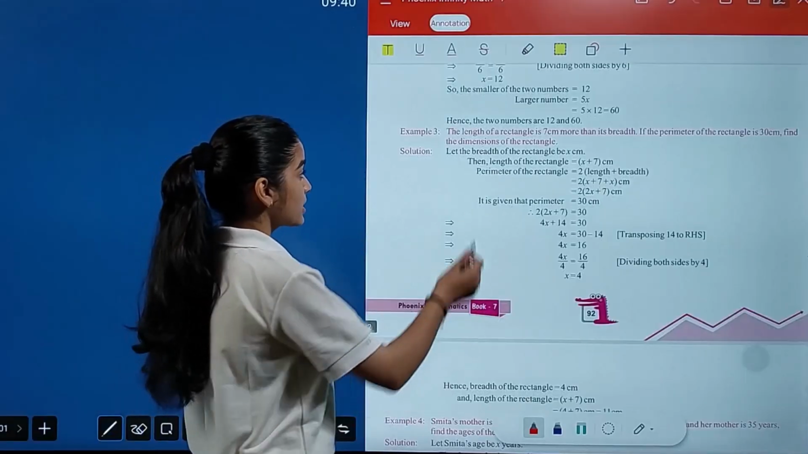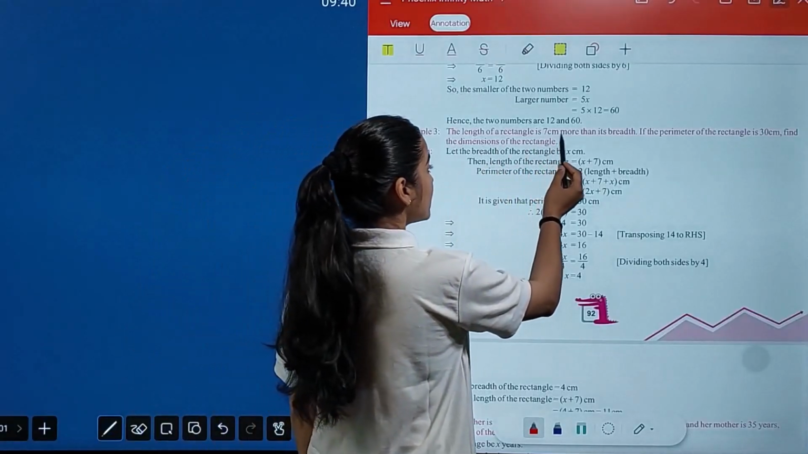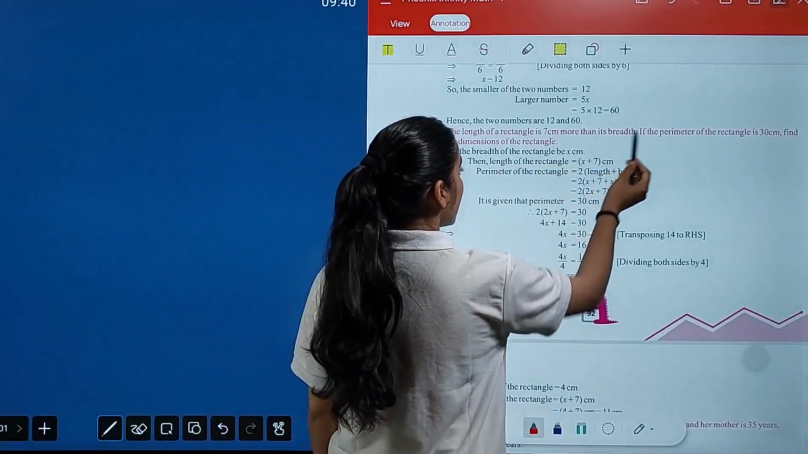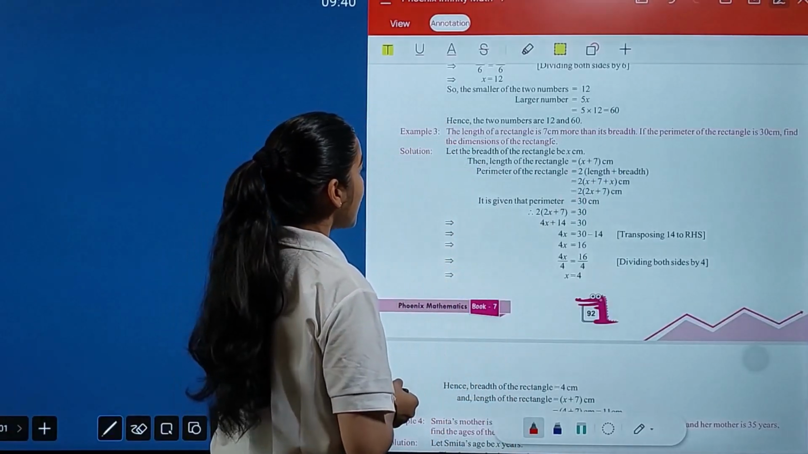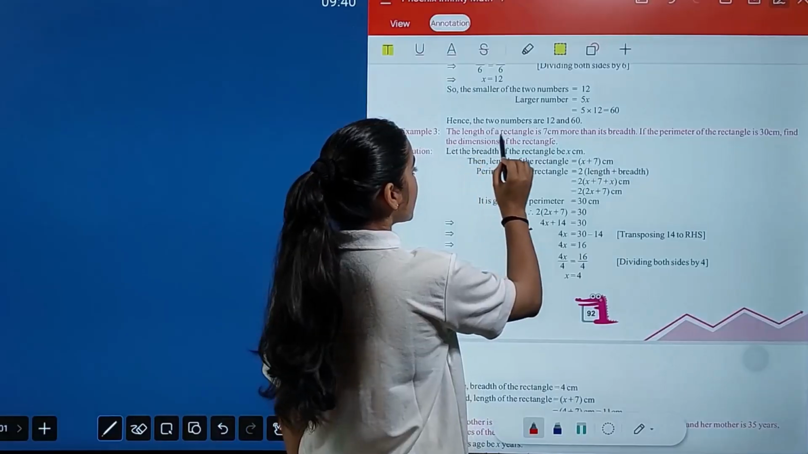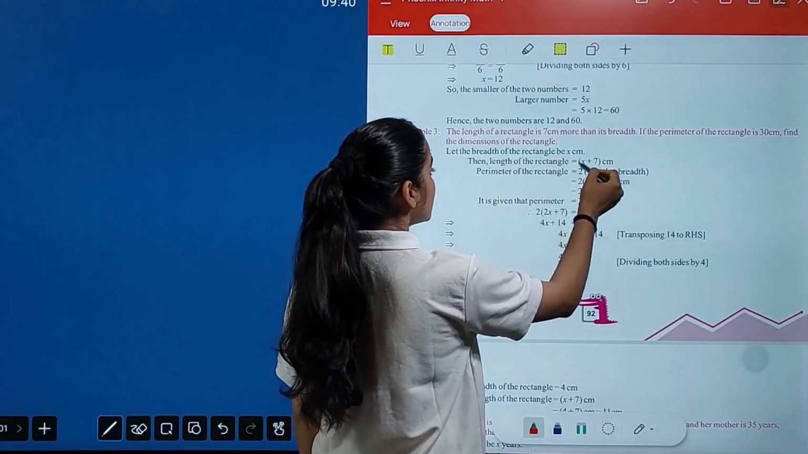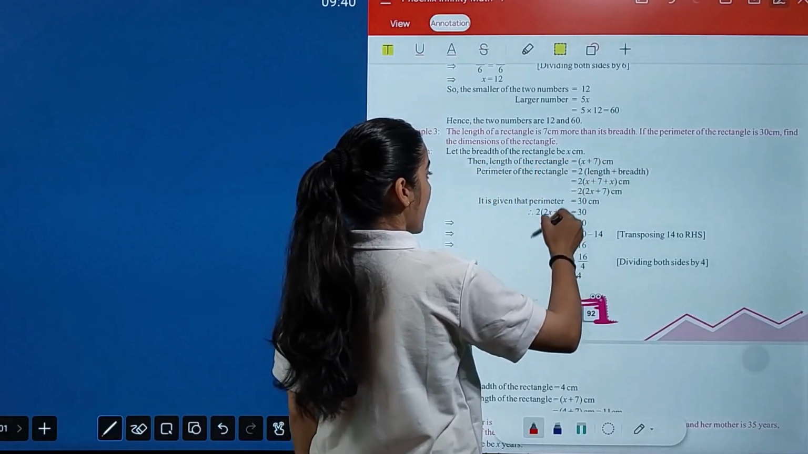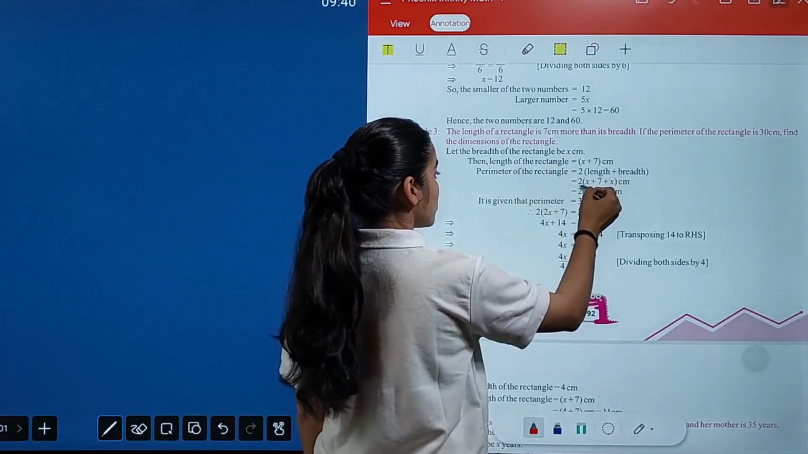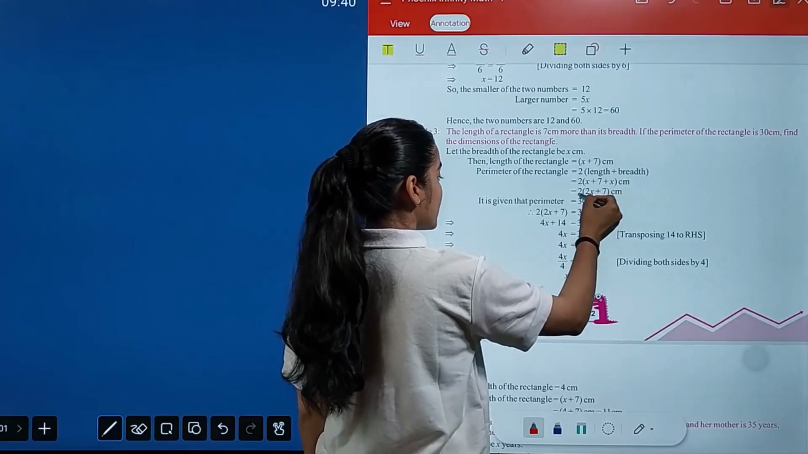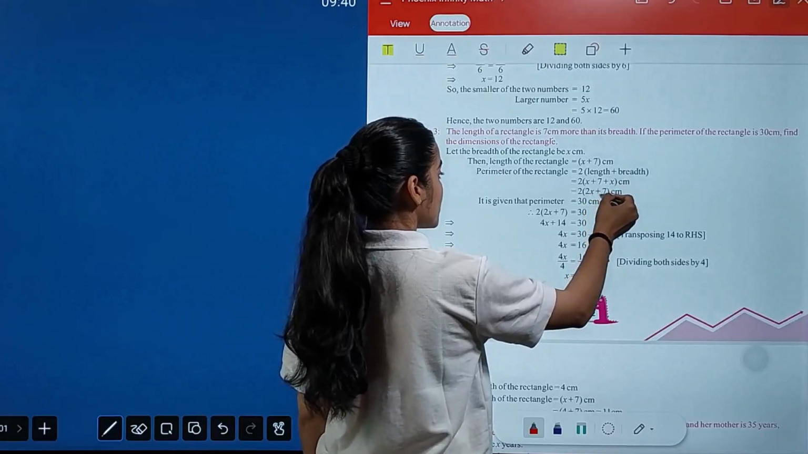For example, the length of a rectangle is 7 centimeter more than its breadth. If the perimeter of the rectangle is 30 centimeter, find the dimensions of the rectangle. Length of a rectangle is 7 centimeter more than its breadth, so x plus 7. The perimeter of the rectangle will be 2 times length plus breadth, so 2 multiplied by (x plus 7 plus x), that is 2 multiplied by (2x plus 7).